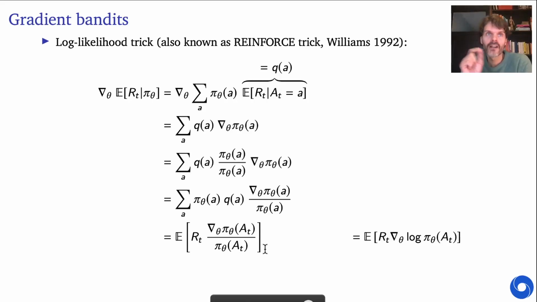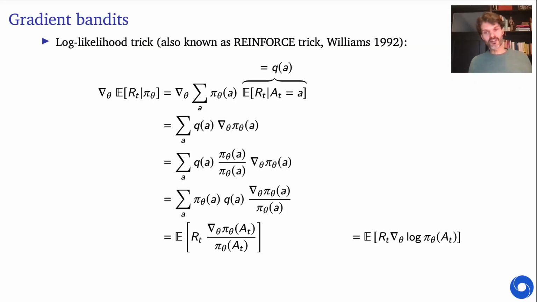And now as our final step, which is actually somewhat optional, but it's just a different way to write down the same thing, and actually the much more common way, this whole term turns out to be equivalent to the expectation of the reward times the gradient of the logarithm of your policy. This is true simply because of the chain rule, because you might recall that the gradient of the logarithm of something is 1 over that thing.